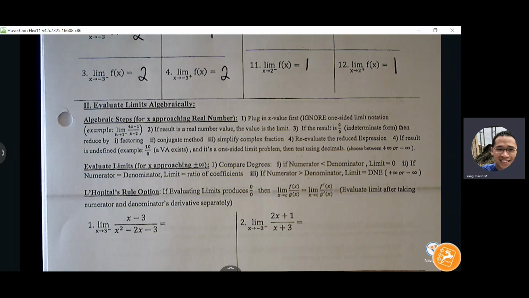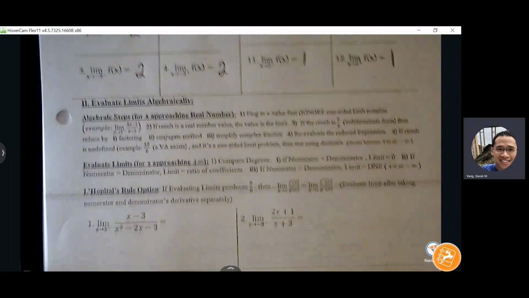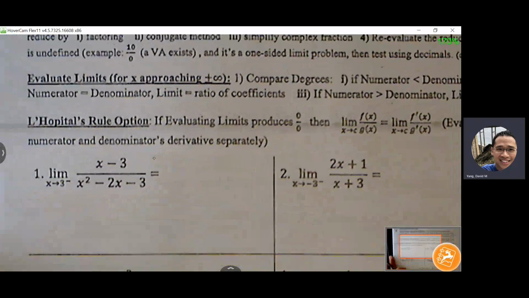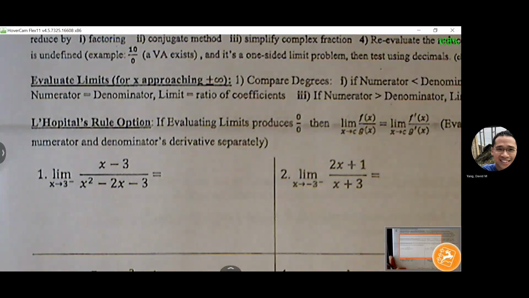Okay, so if we look at number one here. Limit as x approaches 3 from the left. What's the first thing we can do? Plug in what? 3, right? So no decimals, right? We don't do 3.01 or 2.9. You only get that if you realize there's an obvious vertical asymptote. So we plug 3 in.